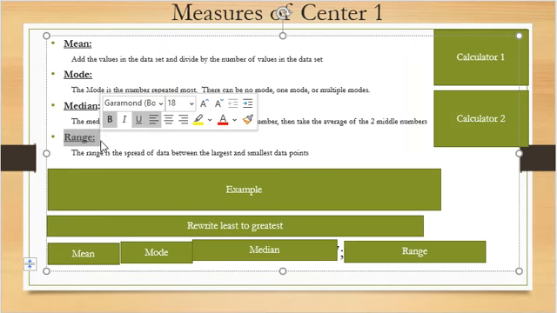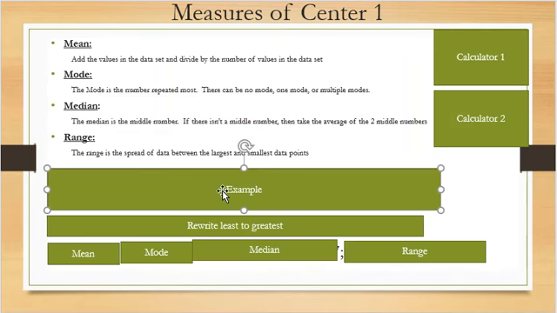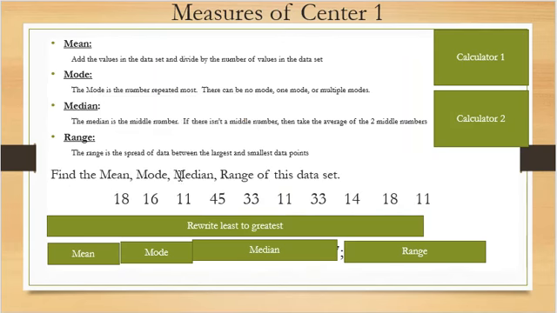And then we have your range, and the range is the spread of data between the largest and the smallest data points. Okay, so here we have an example. We're going to find the mean, mode, median, and range of this data set. You may want to press pause and work through this yourself, and then come back and unpause and see if you've got the right answers.